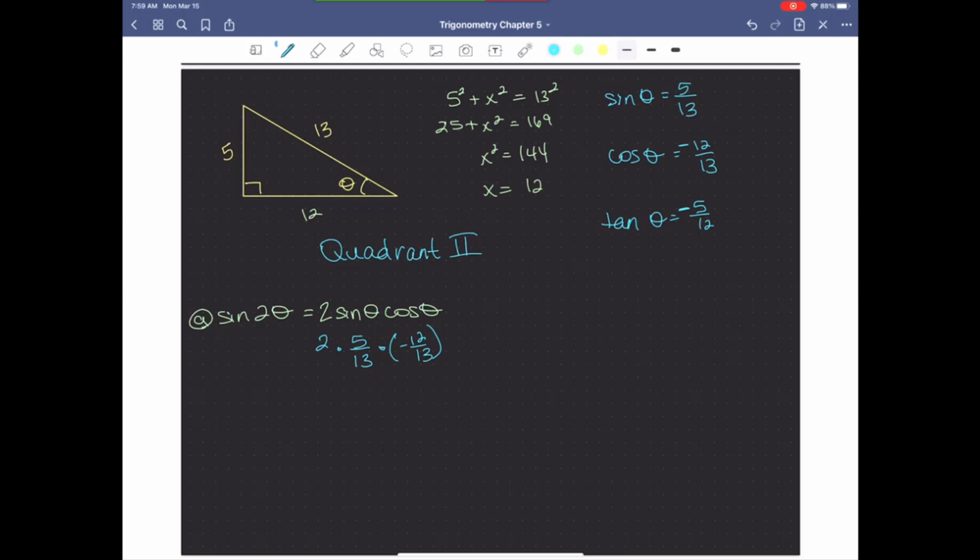What do you think you're going to do now? Multiply. If it makes you warm and fuzzy, you can make 2 as 2/1, right? How do you multiply fractions? Straight across. What happens when we multiply straight across? What do we get? -120/169. Do you think that reduces? No, so you're good, right?